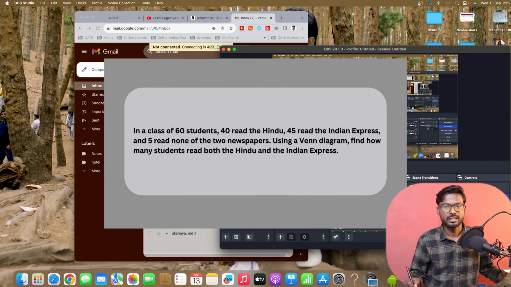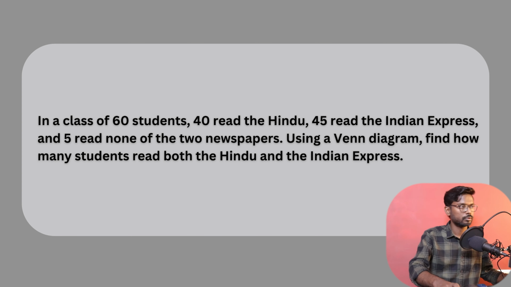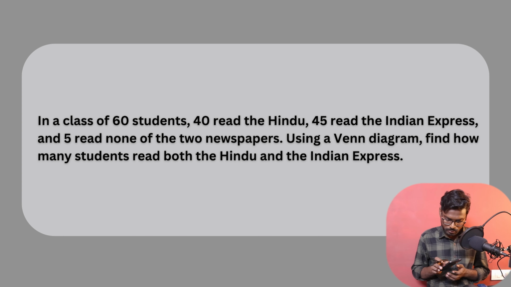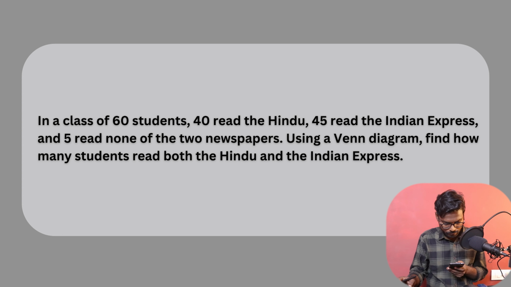Yeah, so hi guys, today we're going to be discussing a question which was asked by one of my students. Okay, so the question goes like this. In a class of 60 students, 40 read Hindu, 45 read Indian Express, and 5 read none of the above two newspapers. Using a Venn diagram, find how many students read both Hindu and the Indian Express.